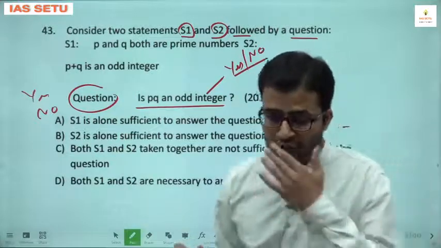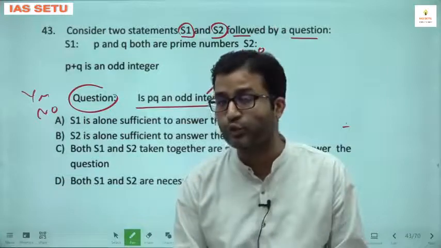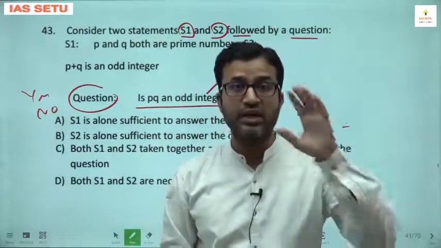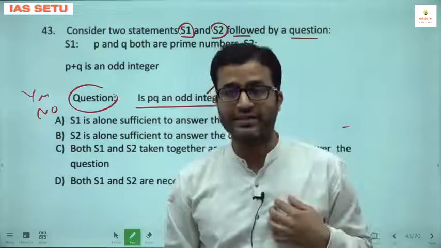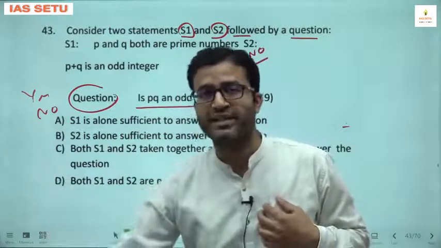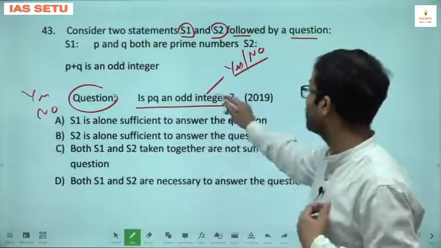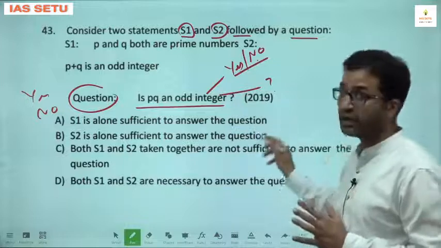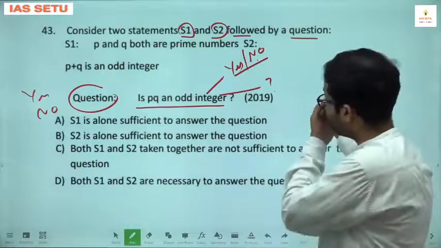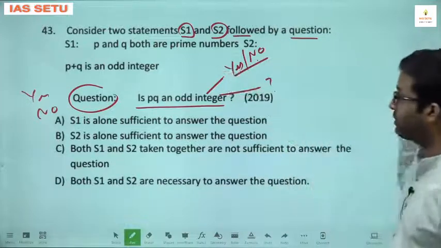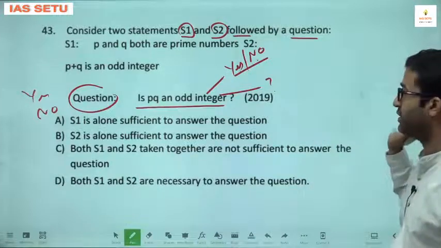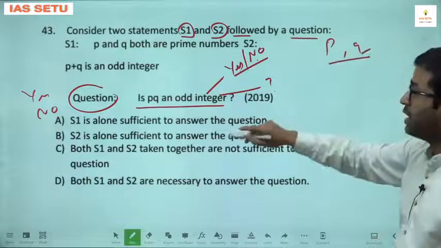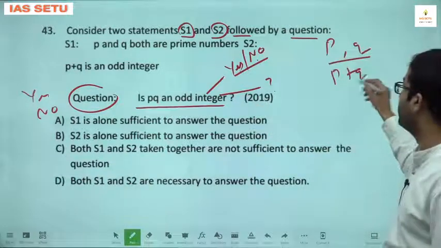Now think again, my question to you, have you done breakfast? If you are saying yes, I'm getting my answer. If you are saying no, then also I'm getting the answer. But if you are confusing me, then I'm not getting my answer. So if there is yes or no, I'm getting the answer. If there is a confusion, I'm not getting the answer. So it is given p and q both are prime numbers and p plus q is an odd integer.